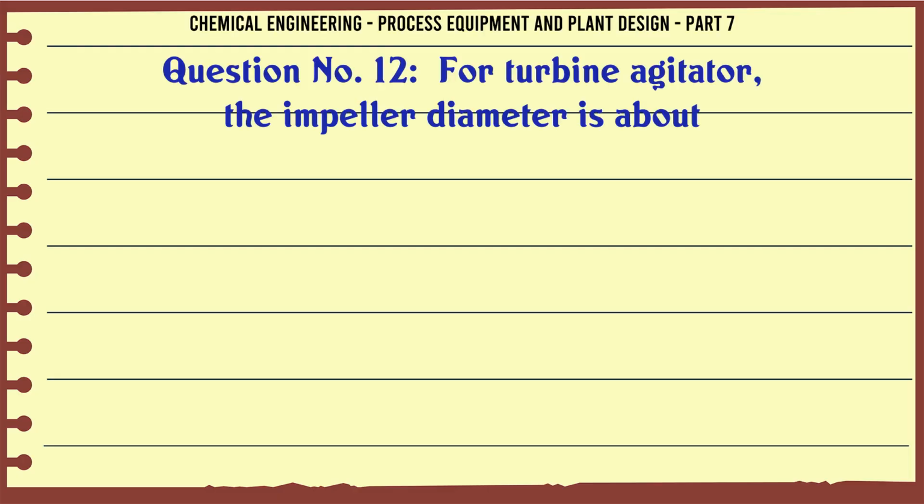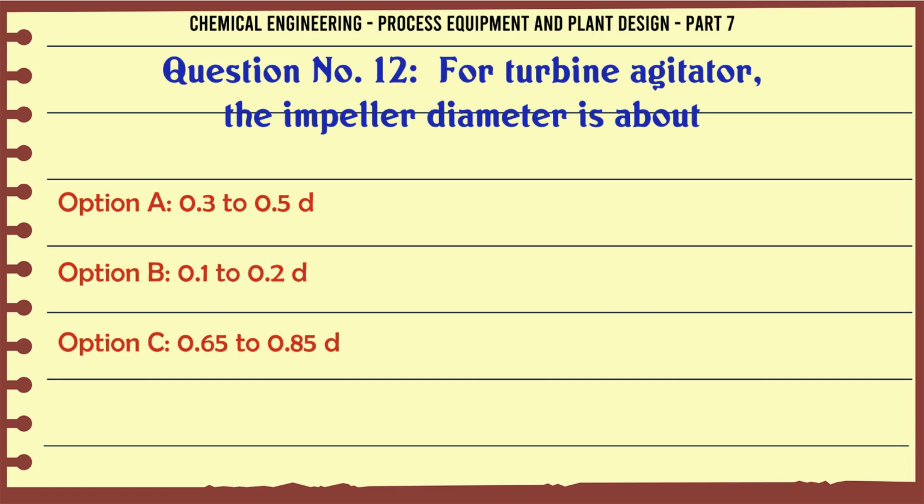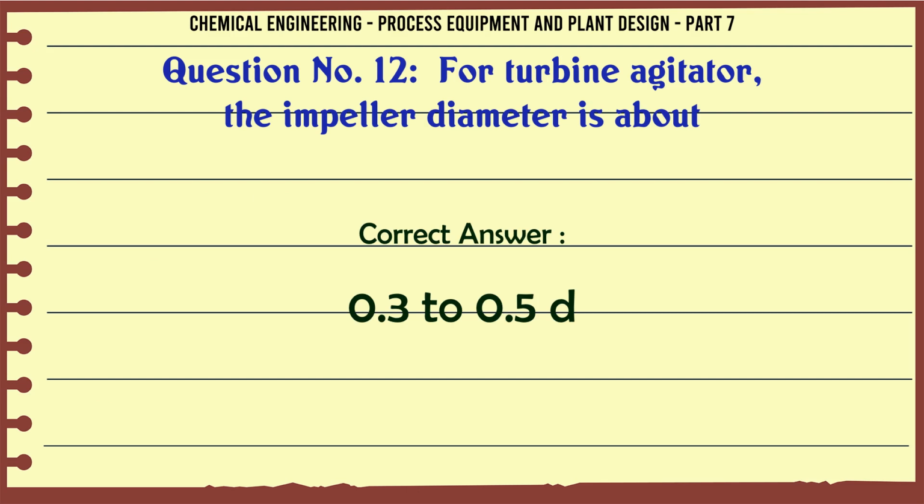For a turbine agitator, the impeller diameter is about A. 0.3 to 0.5 D, B. 0.1 to 0.2 D, C. 0.65 to 0.85 D, D. 0.95 D. The correct answer is 0.3 to 0.5 D.